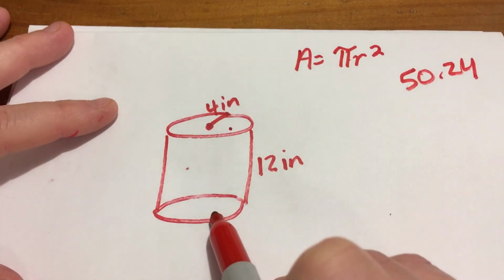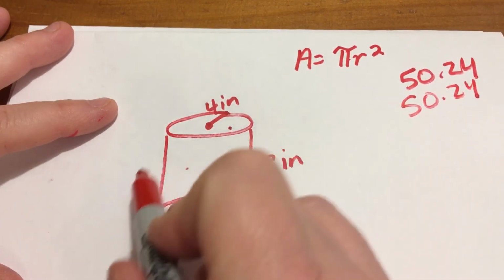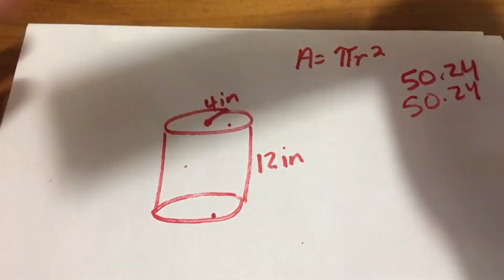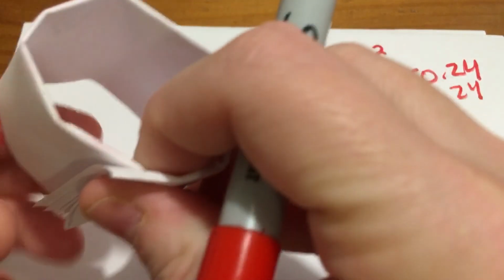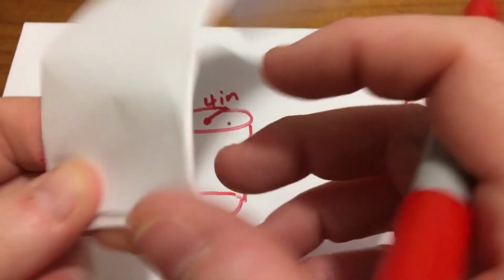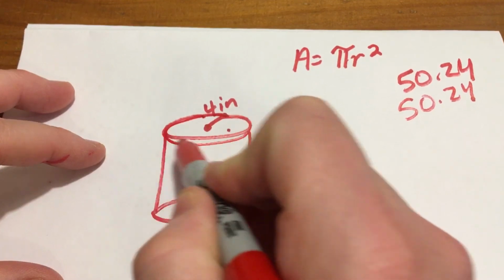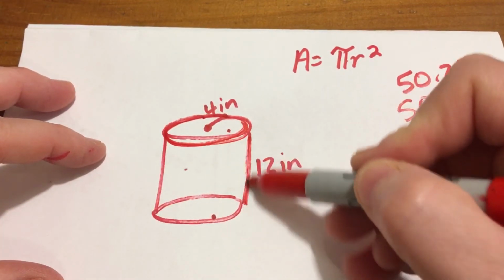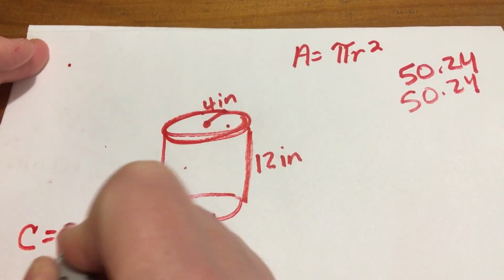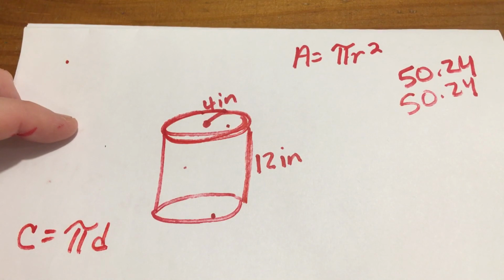What will the other circle be? Exactly the same. Now we have to find the area of the side. Remember, that area is the circumference times the height. So we have to find the circumference first, and then we can times it by the height. So what's the formula for circumference? Pi times d.